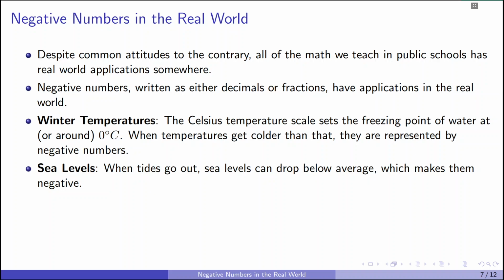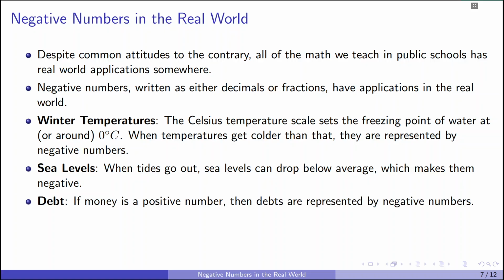Sea levels. When tides go out, sea levels can drop below average, making them negative when the average sea level is 0. Debt. If the money you have is a positive number, then debts are represented by negative numbers.